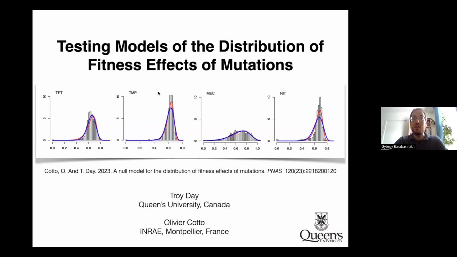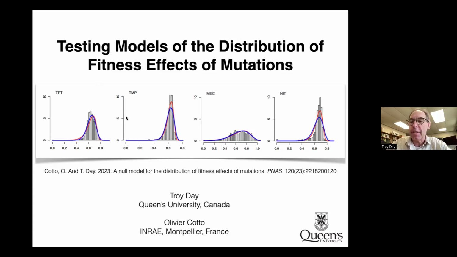So today it is my great pleasure to welcome Troy Day, who is going to be talking to us about testing models of the distribution of fitness effects of mutations. Troy comes from Queen's University in Canada, and if you don't know his great book, A Biologist's Guide to Mathematical Modeling, I highly recommend that you check it out. No, I'm not paid either by him or the publisher, but it is a great book. With that, please, Troy, the floor is yours.